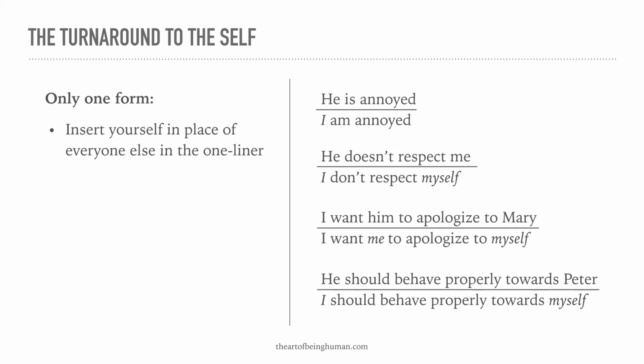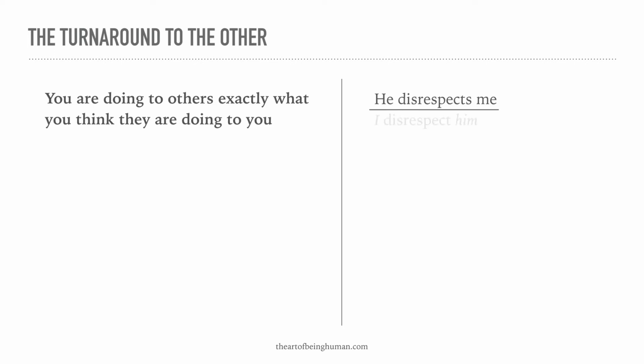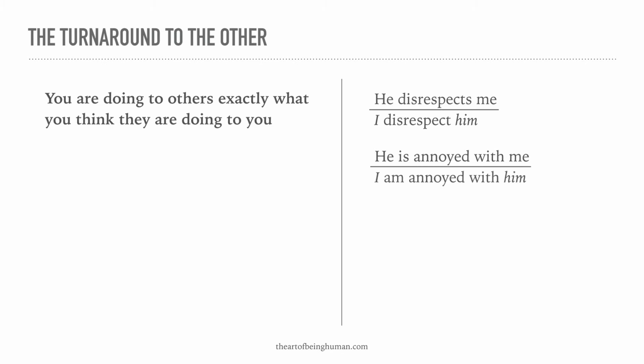The last of the basic turnarounds is the turnaround to the other. The point here is to notice that you are doing to others exactly what you think they're doing to you. With this turnaround, he disrespects me becomes I disrespect him. He's annoyed with me becomes I am annoyed with him. What you do here is simply that you swap the pronouns.